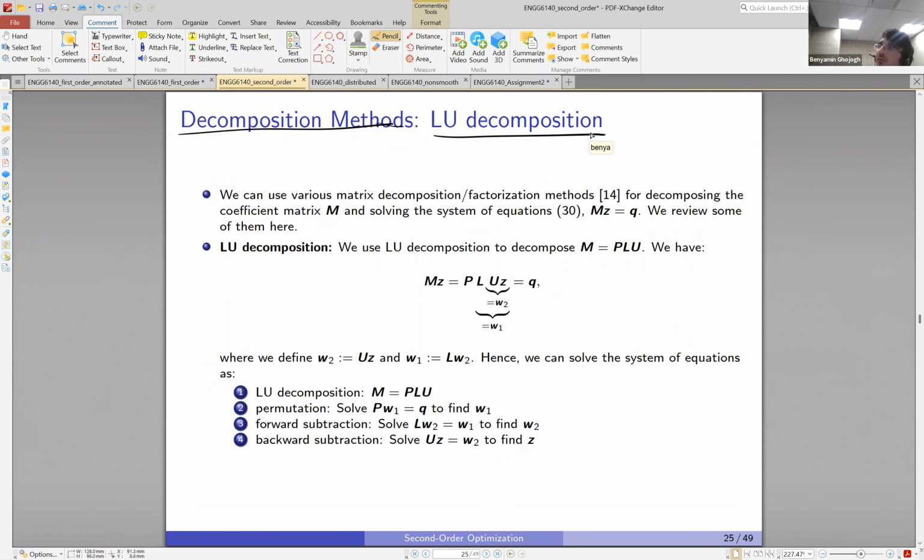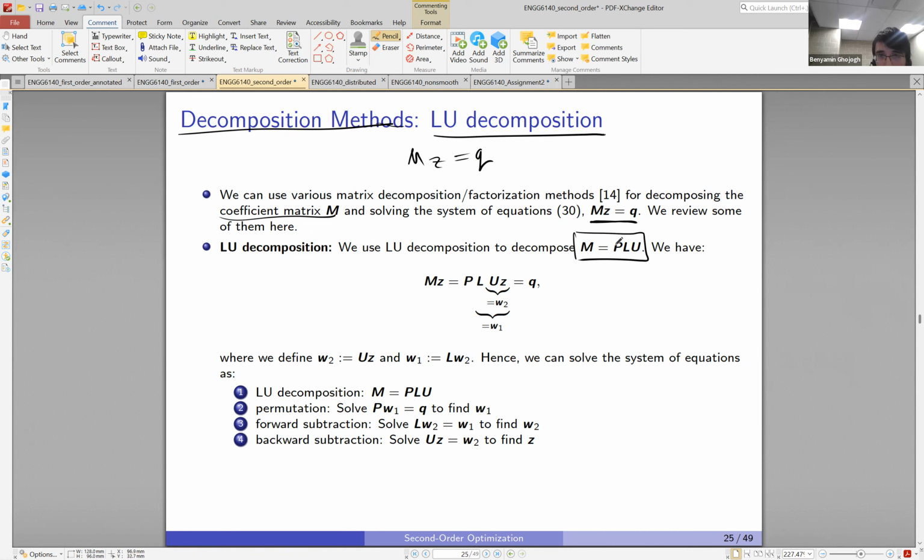For example, one of them you were introduced to is singular value decomposition. In several sessions ago, I talked about it. Another was eigenvalue decomposition, which I said is related to singular value decomposition. Another is LU decomposition, introduced here. So in MZ equals Q, the coefficient matrix M, let's take the LU decomposition of the matrix M, which is this PLU.